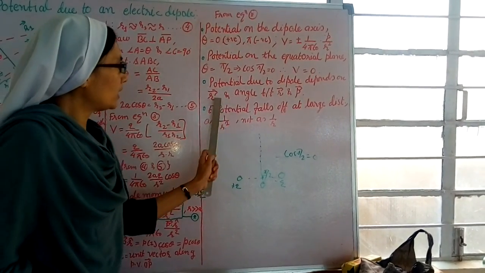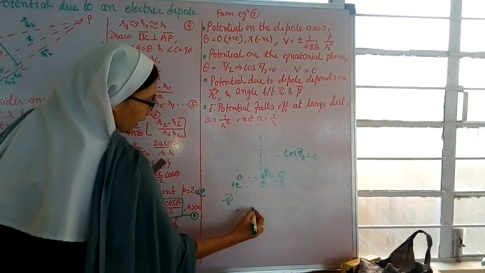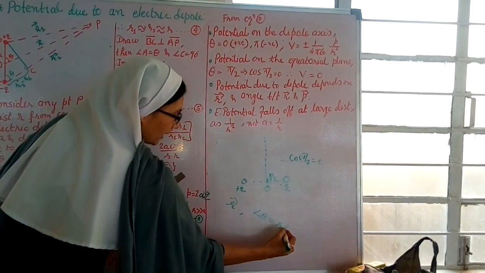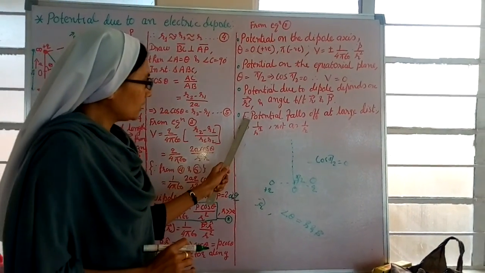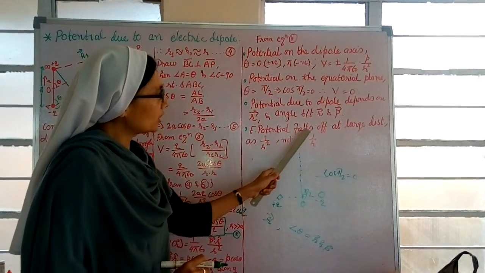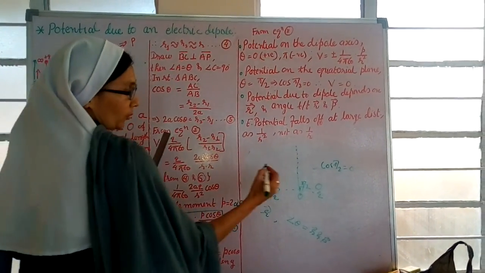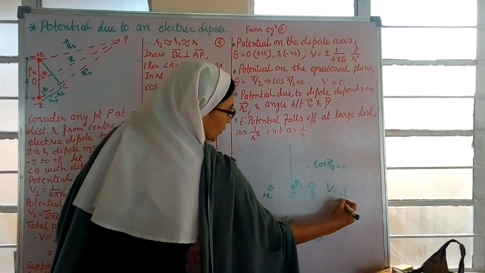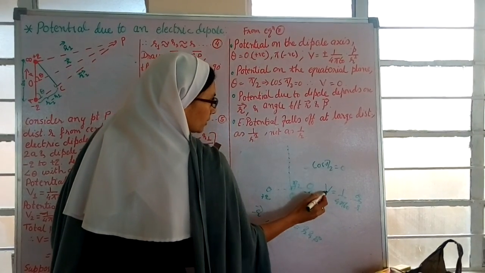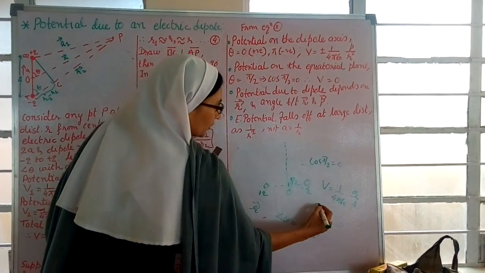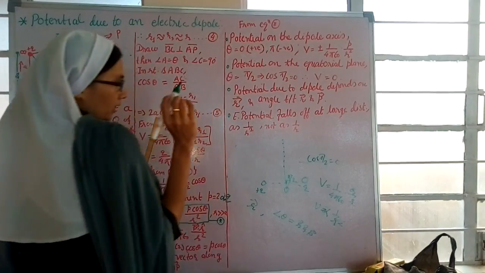Potential due to a dipole depends on r and the angle between r and p. So it depends on r, and then on theta, which is the angle between r and p, the position vector of the point and the dipole moment. And the last thing is that electric potential falls off at large distance as 1 by r square, not as 1 by r. Because for a point charge we found the potential is 1 by 4 pi epsilon naught times q by r, so that potential falls off as 1 by r. But for a dipole, it is proportional to 1 by r square. Thank you very much.